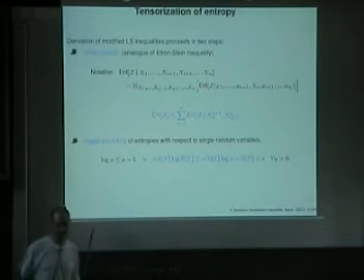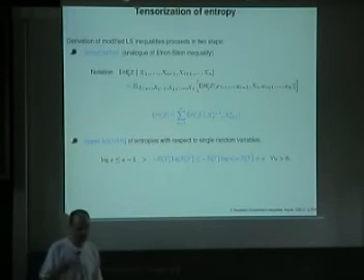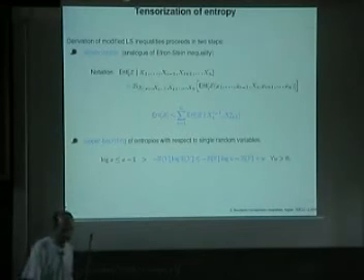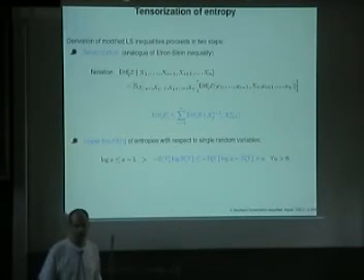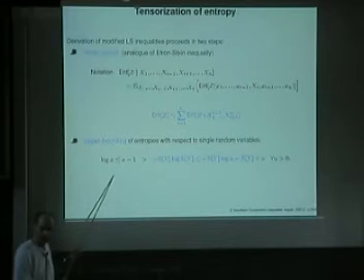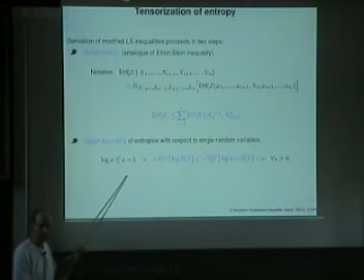There's a price to pay for the loss of other inequalities. So we still have to work and upper bound the entropy with respect to the single random variable. And this will rely on the not so well-known property of the logarithmic function, which is that log of x is smaller than x minus 1.